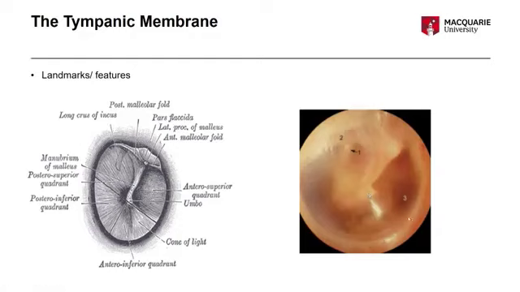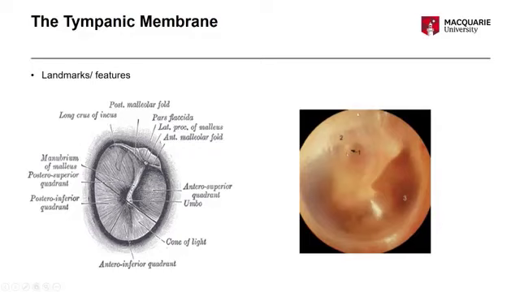and then reflecting back. The cone of light can tell us a little bit about the health and the orientation of the eardrum. You should get that nice sort of cone shape with your cone of light, but if the eardrum is retracted or if the eardrum is bulging, then you do get some scattering of the cone of light.